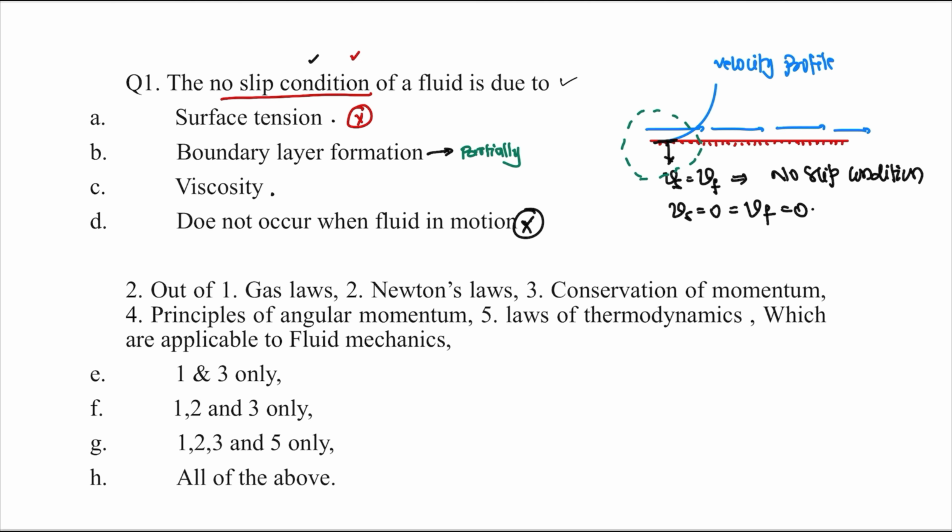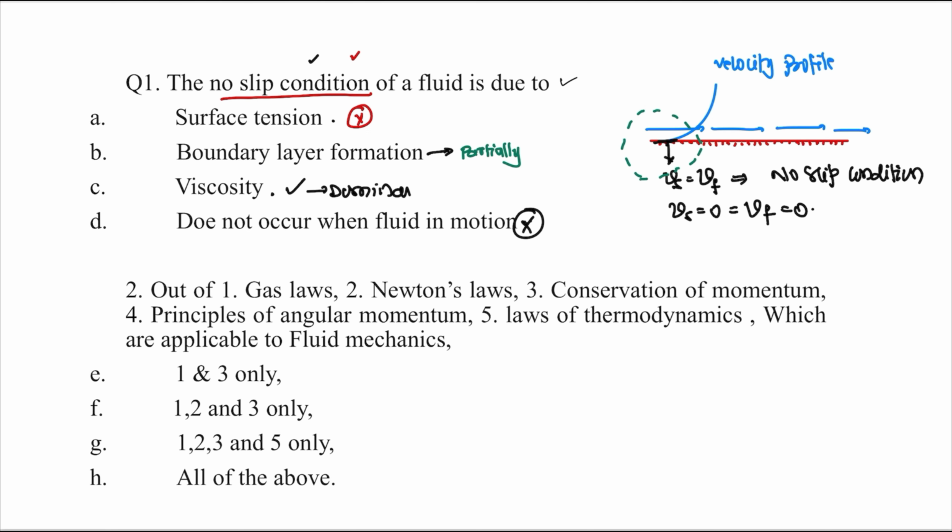Next answer is viscosity. You see the elimination method here, because the no slip condition can occur for various reasons. We are finding the best reason possible. We are not denying that other reasons are possible. The best reason is viscosity. Viscosity is the resistance to flow. It is dominant.